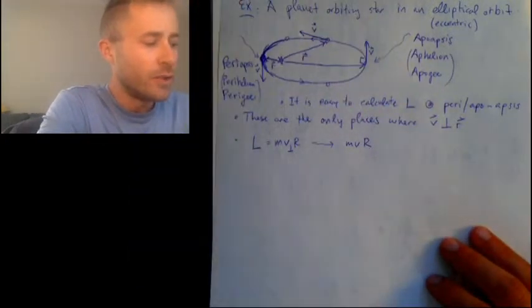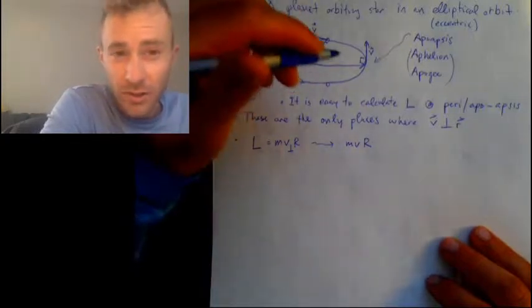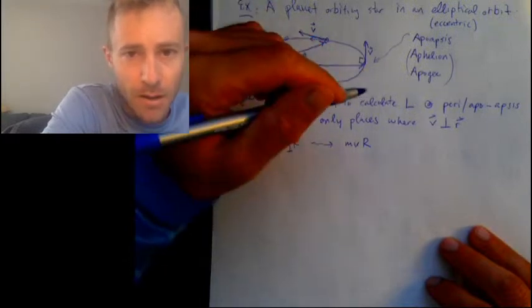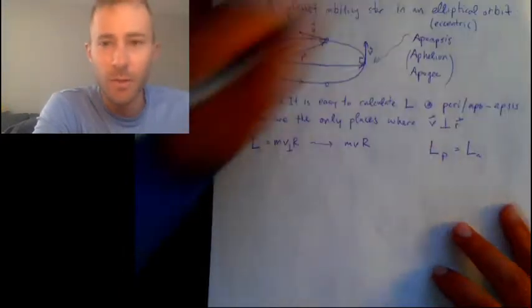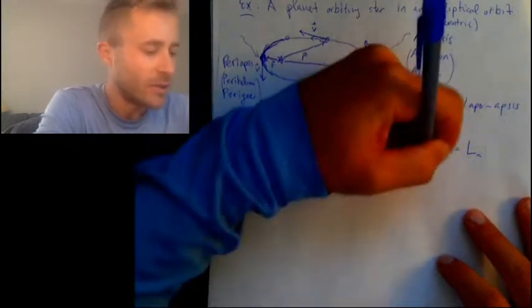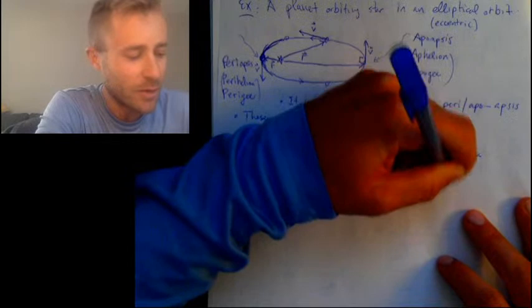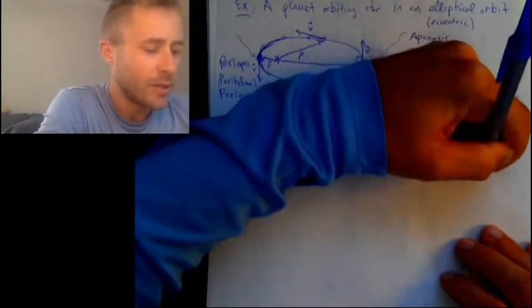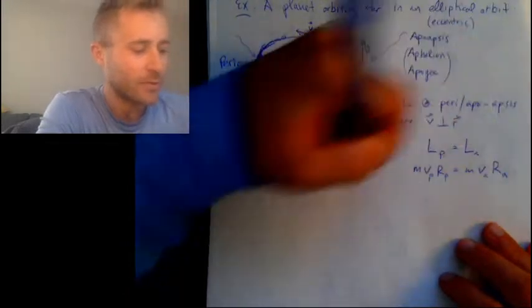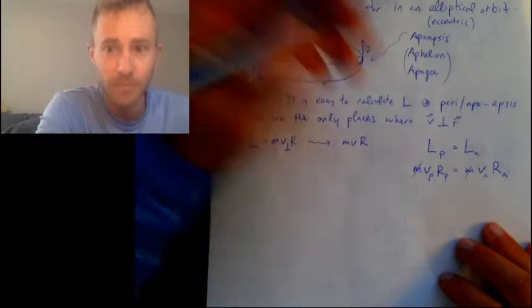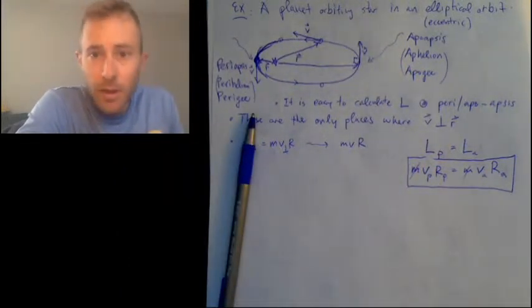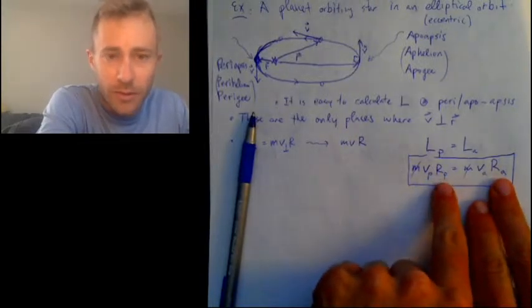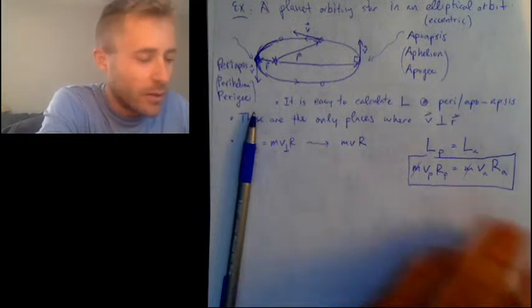By the way, the gravitational force doesn't exert a torque, so the angular momentum is conserved in this case. The angular momentum at periapsis is equal to the angular momentum at apoapsis. That means m, speed at periapsis, radius at periapsis, equals m, speed at apoapsis, radius at apoapsis. And then, of course, the m cancels out because it's the same planet. So this equation is true. Now, this equation is really nice because if we know the shape of the orbit, if we know the periapsis and the apoapsis distances, we can calculate the speed.